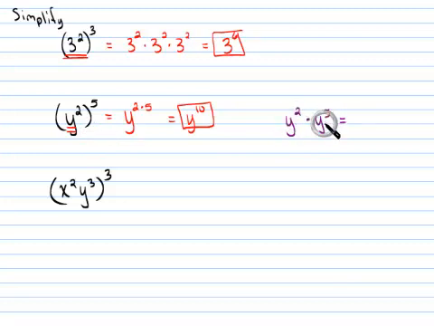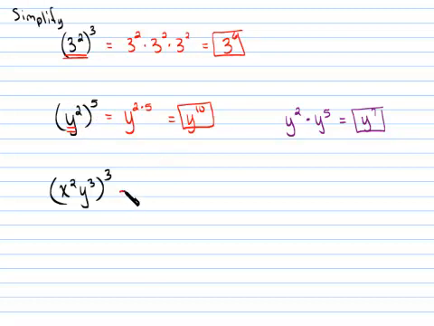Y squared times y to the 5th. This is when you have 2 y's times another 5 y's. Well, that means you're multiplying 7 y's. Here you add them. Versus here, if it's y to the power of 2 to the power of 5, y squared to the 5th, you'll multiply them.